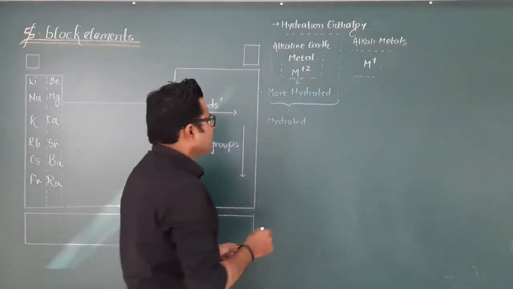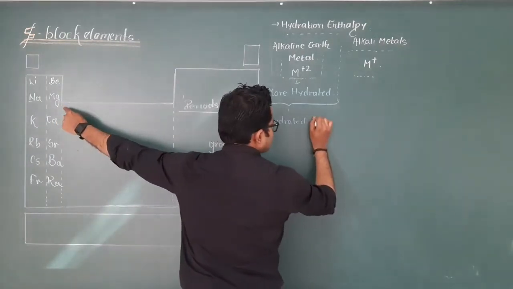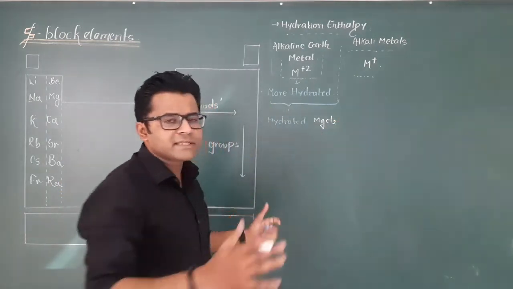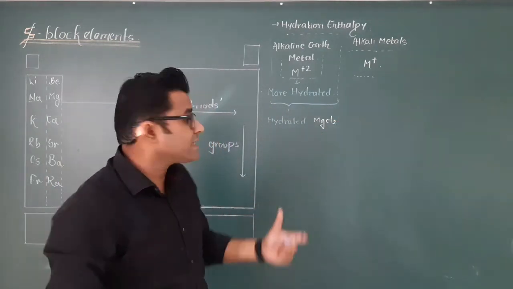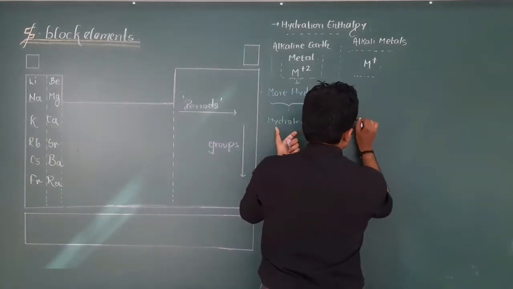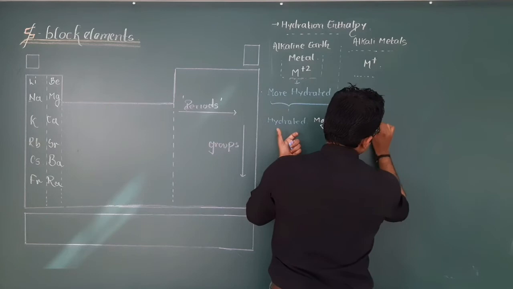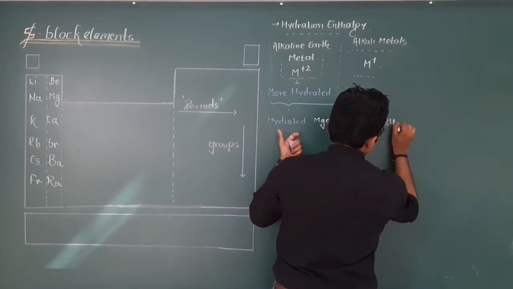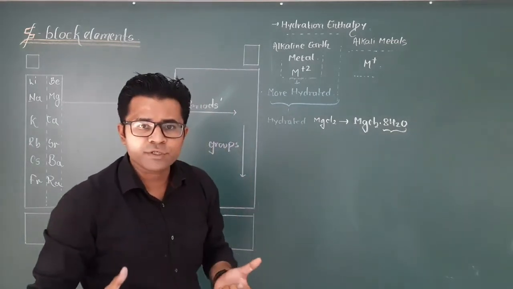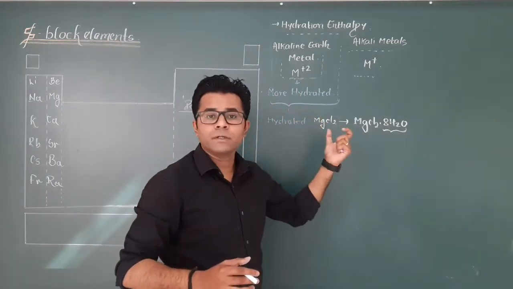For example, if we take magnesium chloride, this magnesium chloride does not exist just as MgCl2, rather it is in the form of the hydrated one, MgCl2.8H2O. There are 8 water molecules in the composition of this compound.